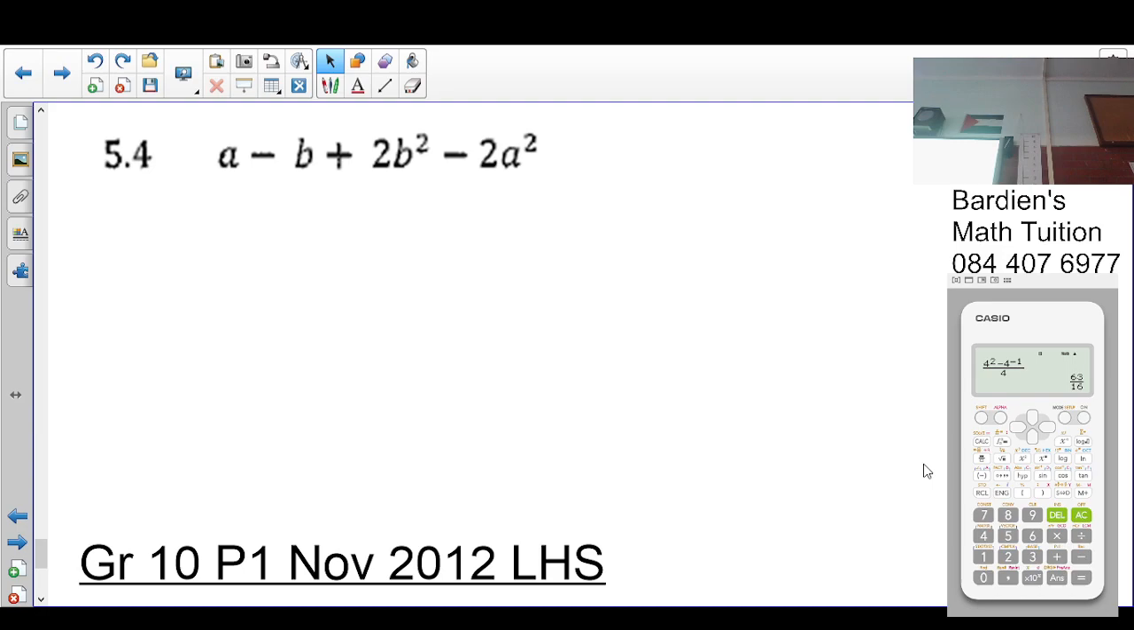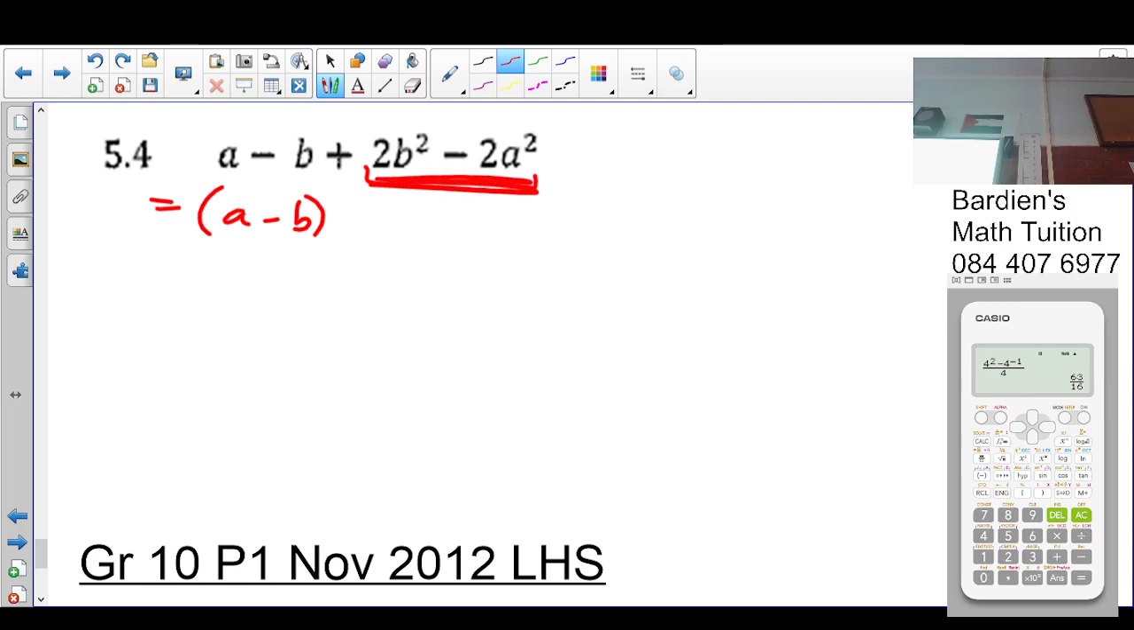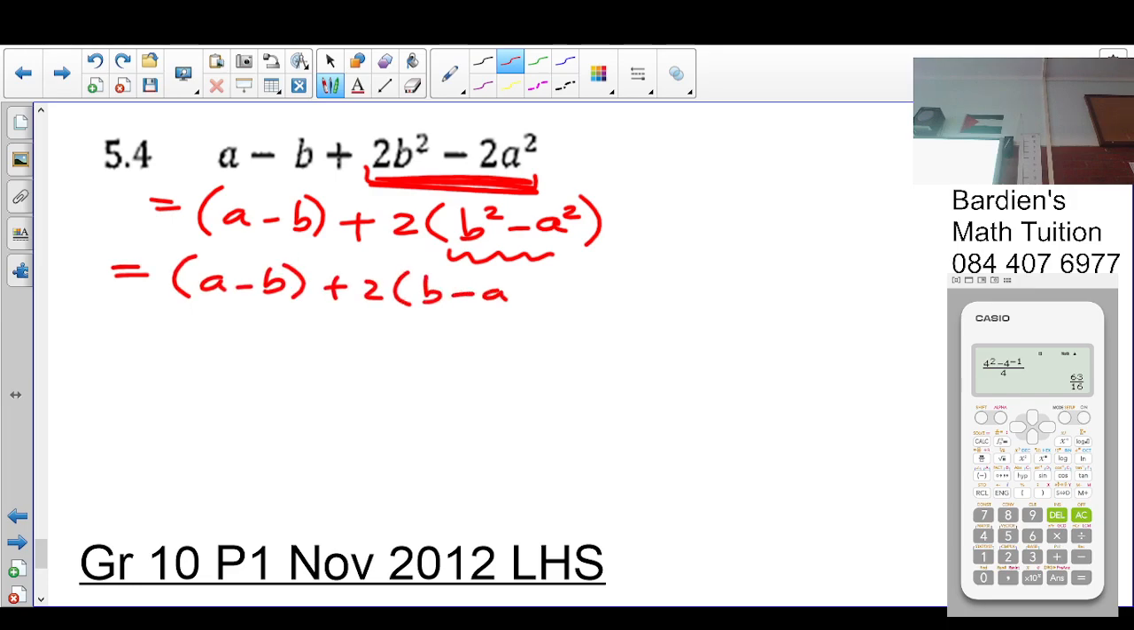So we're going to do factorization by grouping. You're either going to group 3 then 1 or 2 and 2. So you can see clearly here we need to group it 2 by 2. As you can see, 2 is common there. If I put a bracket around a minus b, I'm not changing it. What is common in the 2 terms? 2. What am I left with? b squared minus a squared. So what do you notice now? What can be done here? Difference of 2 squares. So it's going to be a minus b plus 2 into b minus a and b plus a.